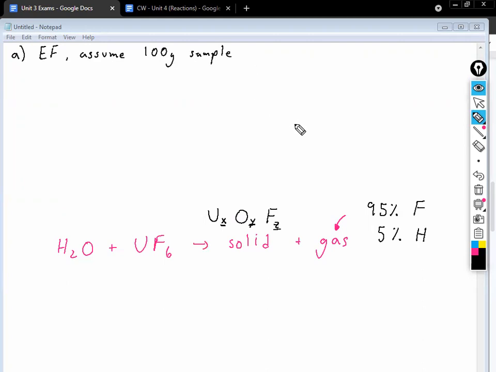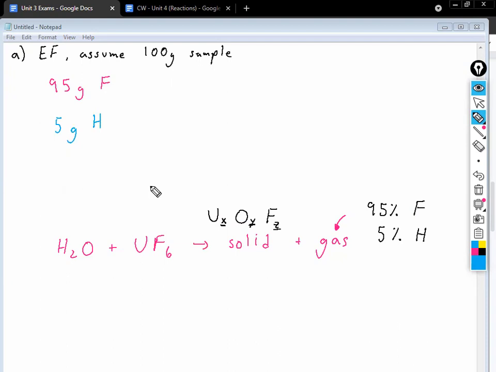We went over this in class. It should be in your notes and it's definitely in your textbook. Okay, so what we're gonna do is assume a 100 gram sample of this gas. Now, if 95% of the gas is fluorine, how many grams of fluorine is that if we're assuming 100 grams? Yeah, 95, right? And that's why we use a 100 gram sample, because it's an easy number to work with. So we're gonna assume that 95 grams of this sample is fluorine. And then obviously the other 5% is gonna be hydrogen. So 5 grams of hydrogen.